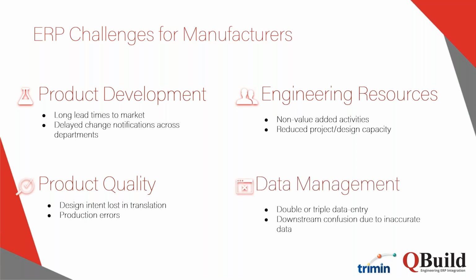And lastly, another big issue we see is data management. With manual data entry and a manual BOM entry process, we see a lot of complaints about double and triple data entry. So, engineering puts in one thing and maybe someone from production puts the same thing in again because they didn't realize that engineering had put it in. So there's a lot of downstream confusion that can come about due to this inaccurate data. This is another big challenge that we see in manufacturers that don't have this integration or are still doing manual BOM entry processes.